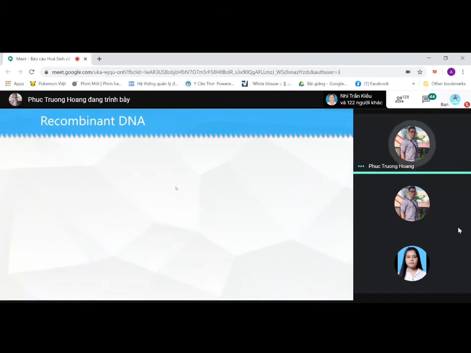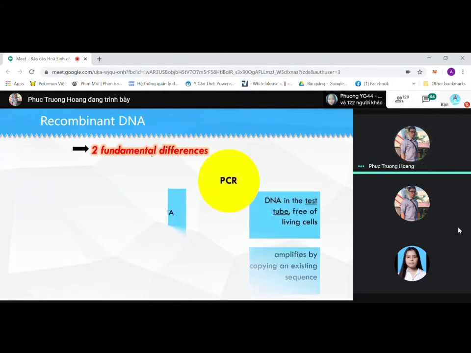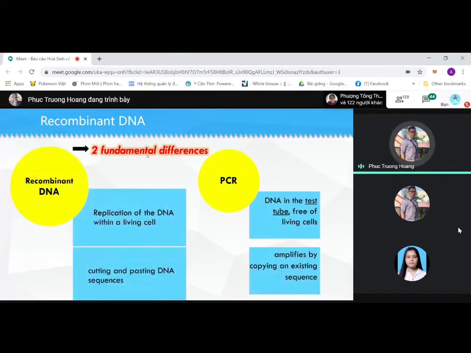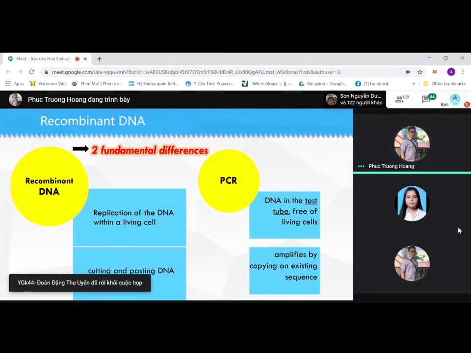But first, before we go into detail, I need you to know two fundamental differences between PCR and recombinant DNA. Recombinant DNA is the replication of the DNA within a living cell, and it's cutting and pasting DNA sequence. In contrast, PCR is the replication of DNA in the test tube, which is free of living cells, and it is amplified by copying an existing sequence.